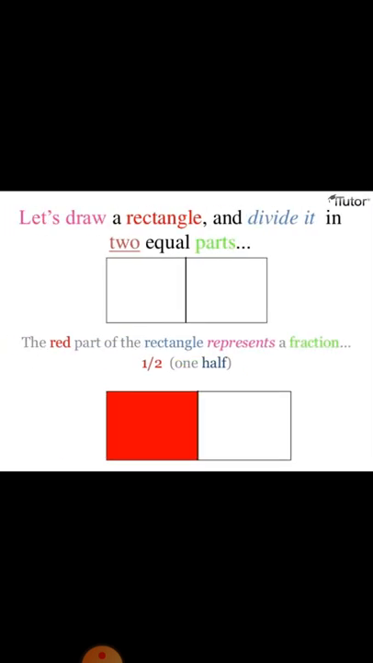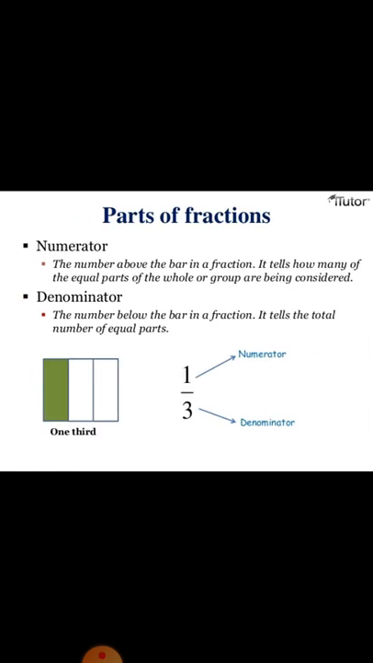Let us draw a rectangle and divide it. Here we have a rectangle and we divide this rectangle in 2 equal parts. These parts are equal in size and shape. The red part of the rectangle represents a fraction 1/2. This is the 1/2 fraction.